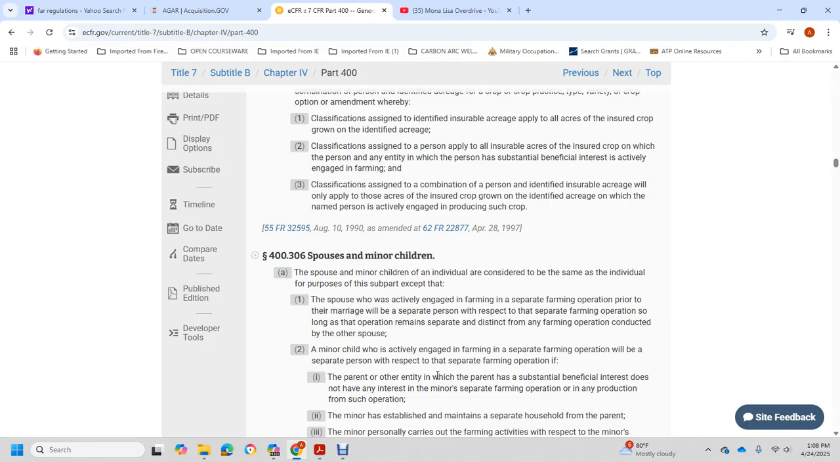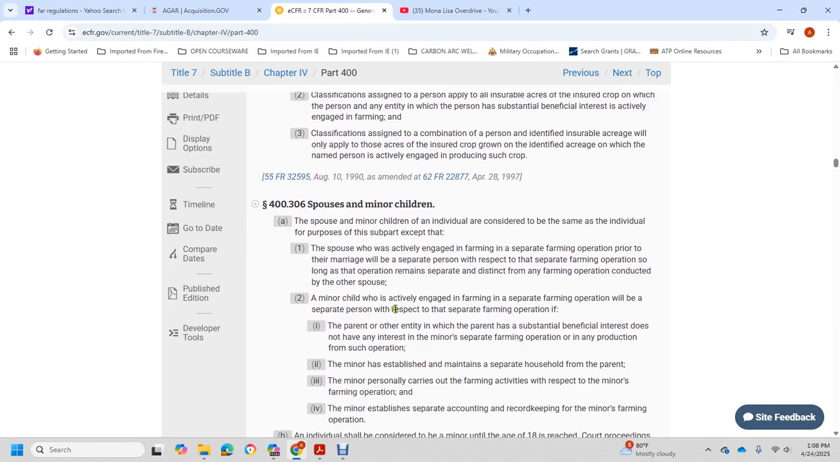40306: the swap of the minor travel. The individual is considered the same for the purpose of the supplier, except for the activity engaged in farming separately from the farming operation. Over the marriage, the operation remains separate and distinct from the farming operation conducted by the other spouse, and the minor's activity in the separate farming operation will be separate with respect to that operation.